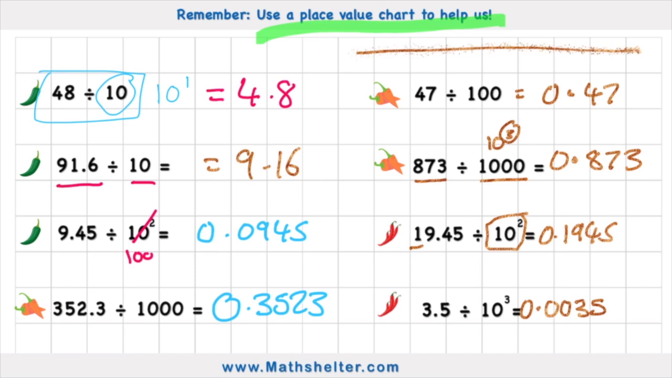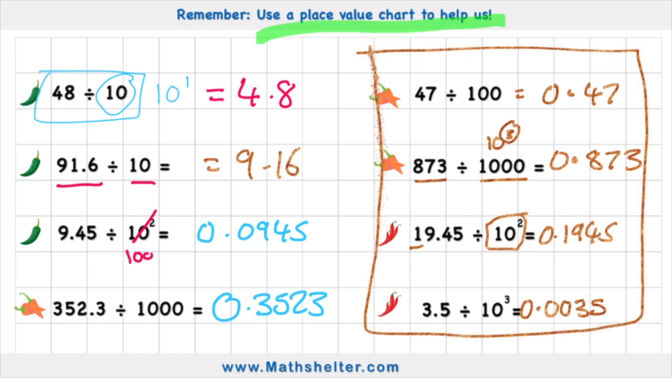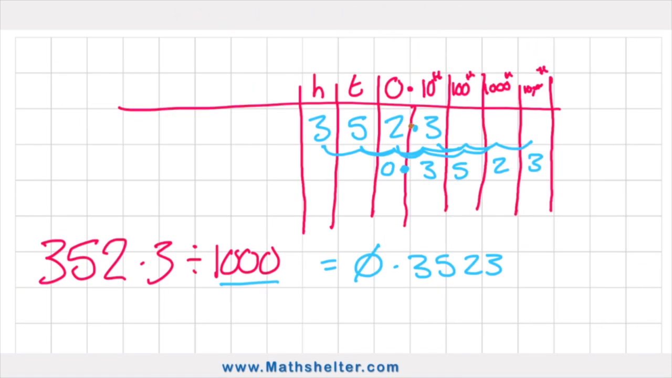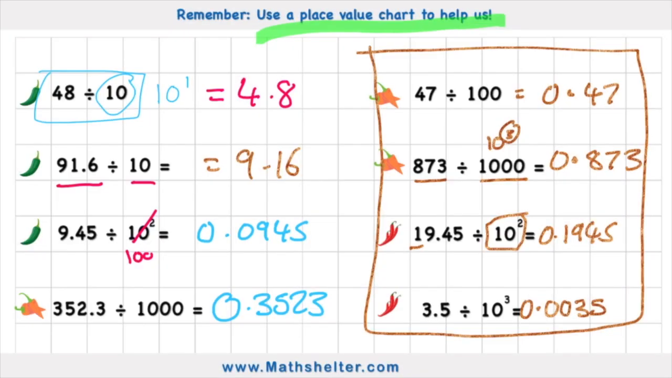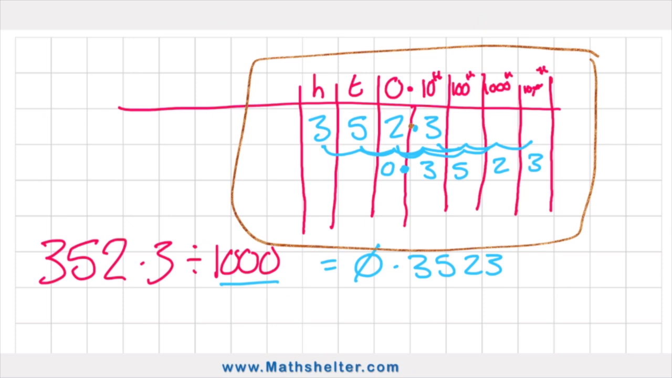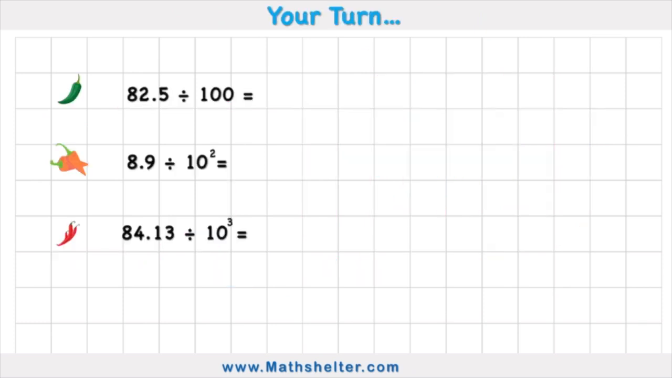0.0035. These challenges here might be a little stretch for you at the moment, but once we fully understand our place value chart and how it works and the column titles, you should be able to do questions like that in your head. But I recommend always checking on the place value chart. Here you go then, it's your turn. Here are 3 questions for you to work out. Use the place value chart if you want, or have a go at answering these in your head. Press pause on the video now, good luck.